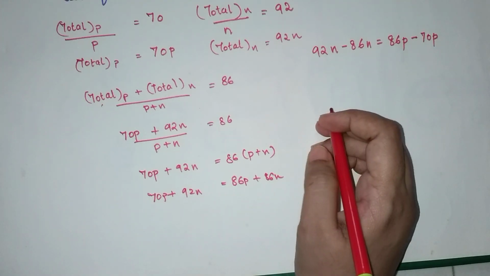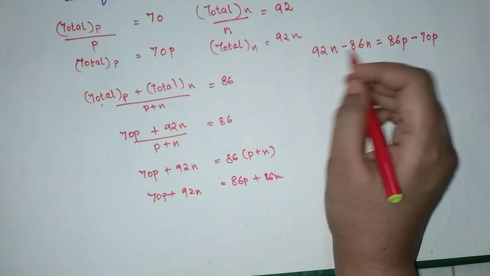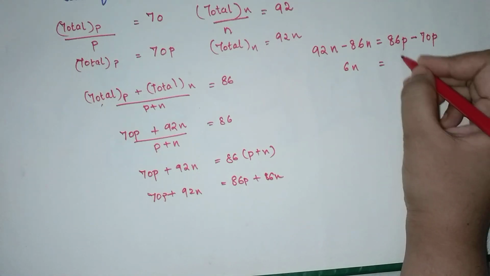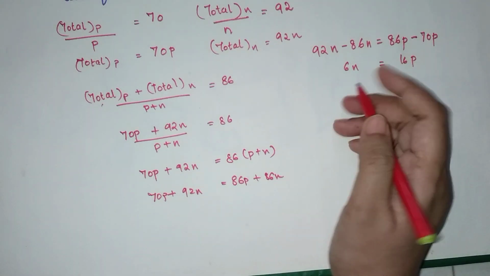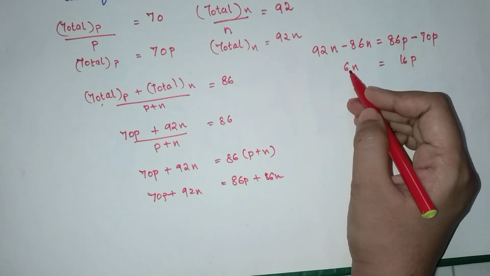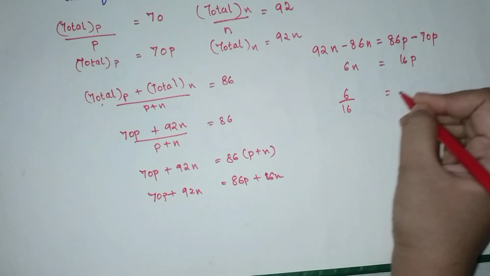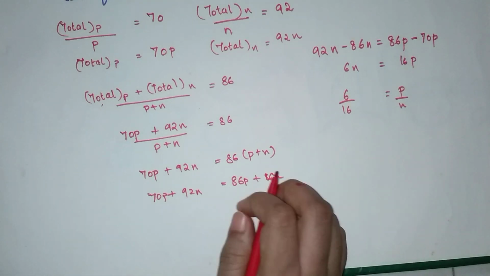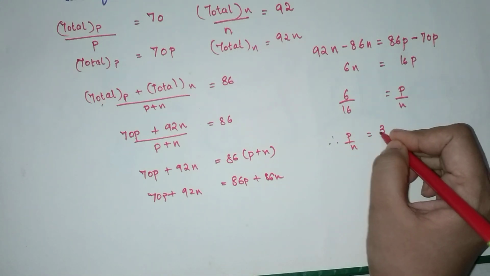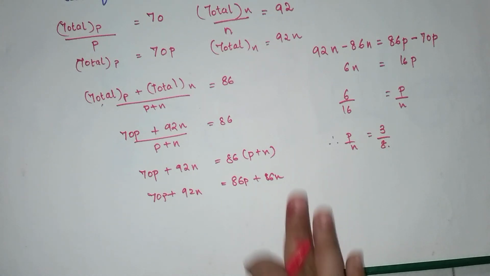So that is nothing but, when you subtract 86 from 92, I get 6N is equal to 16P. But I want P upon N. So I'm going to shift the N on this side and the constant on this side. So 6 upon 16 is equal to P upon N. So therefore, I can write P upon N as nothing but 3 upon 8. So you saw how easy this was to solve.